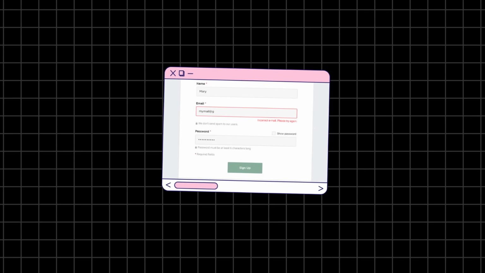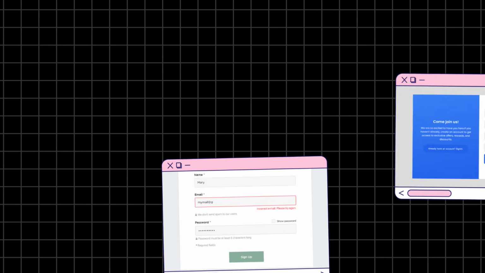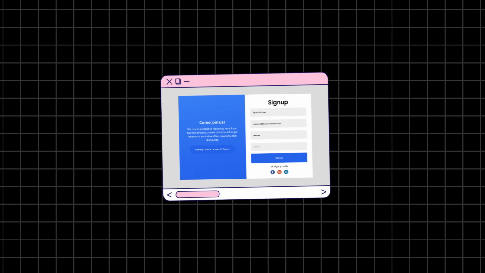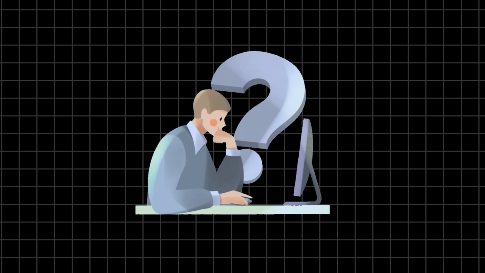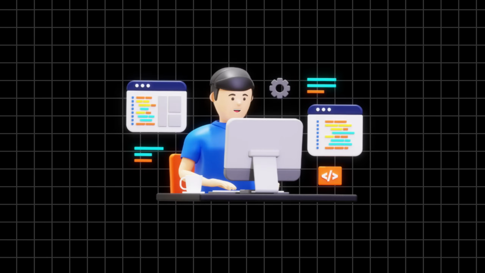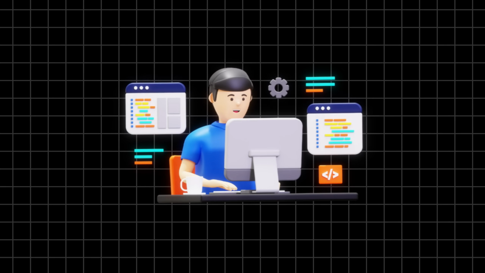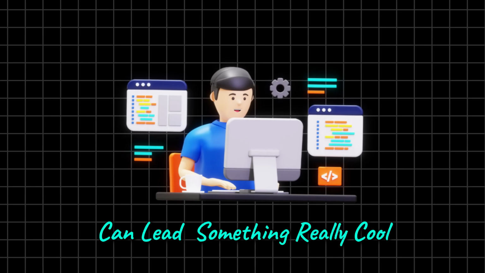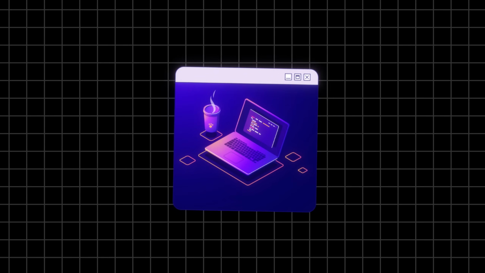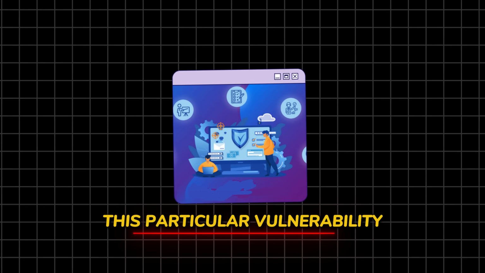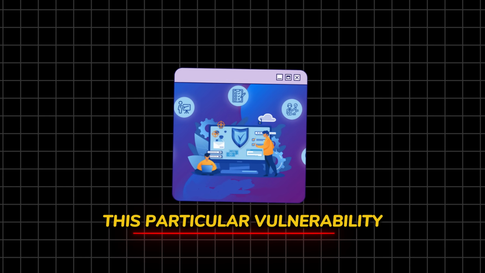So if we are somehow able to see the request and response properly, we will be able to determine whether this particular case is happening or not. And if in your case this is happening, it can lead to something really cool. I'll show you right after this explanation how we can look for this particular vulnerability. But this is what exactly is happening.